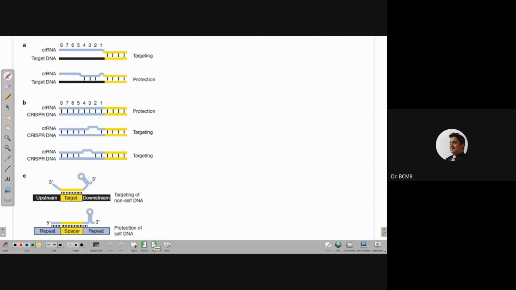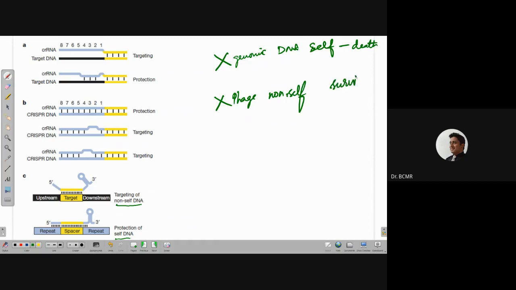So the important thing we need to know is which one is self and which is non-self, right? Genomic DNA is self, and the phage DNA is non-self in terms of CRISPR RNA. If we cut the self DNA, it is going to lead to death. If we cut the phage, that is non-self DNA, we will be able to survive, right? Somehow this cutting of self DNA should be prevented. And that happens through some mechanism, something like this.